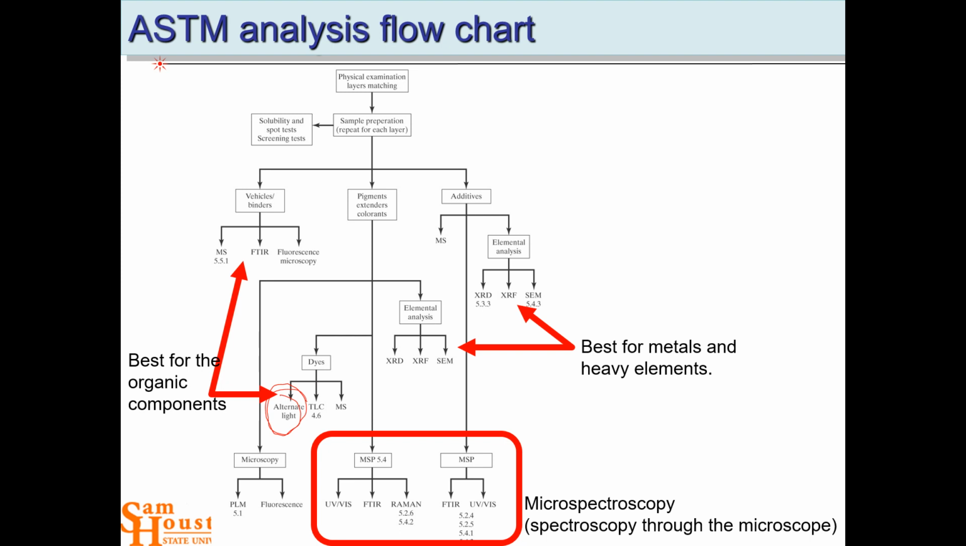If you're doing metals, you're not going to worry about the FTIR or Raman because they're not going to interact very well. But you'll use X-rays for metals. And then you use IR, Raman, and visible light for organic compounds.